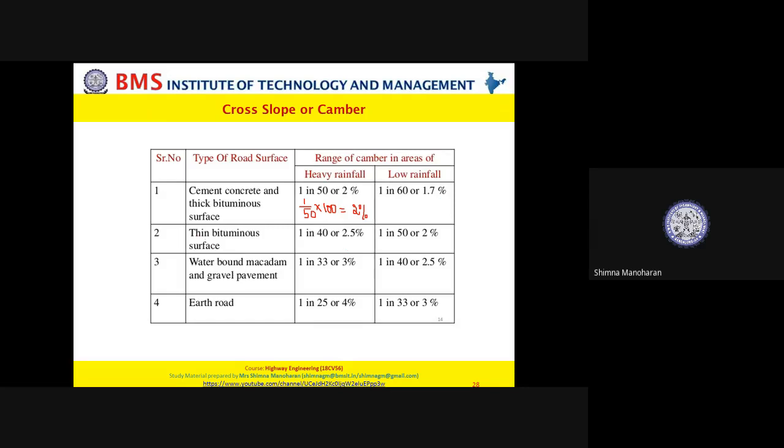So for thin bituminous surface, for heavy rainfall, it is 2.5%, whereas for low rainfall, it is 2%. So for earth road, you can see, right? Because there is no surface coating being provided, the camber has to be high, or the height of crown should be high compared to cement concrete or thick bituminous surface. Is that clear?